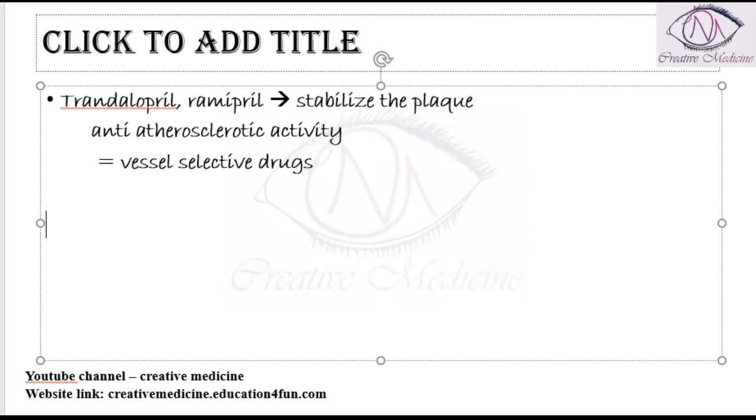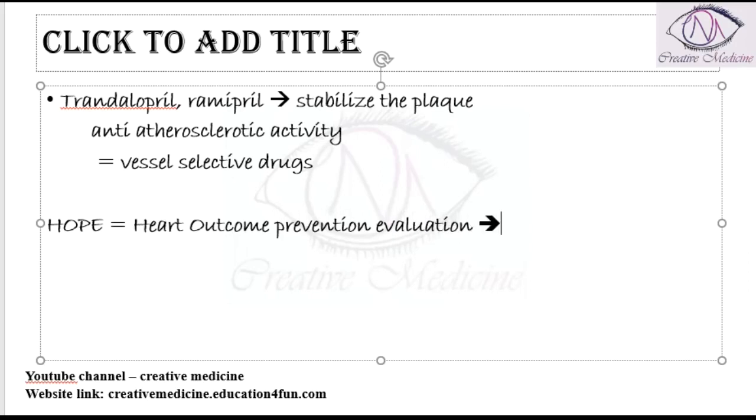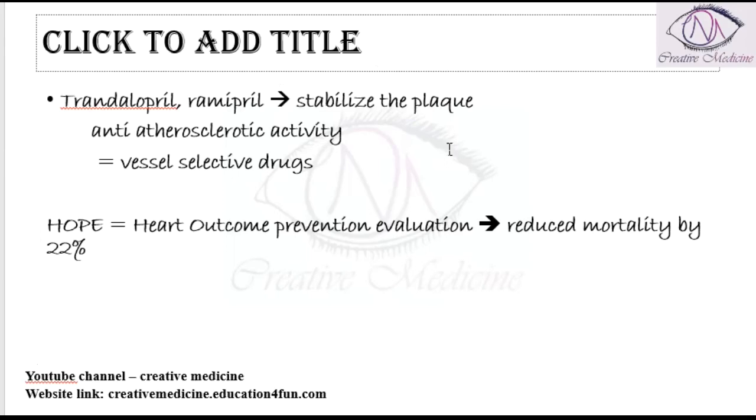Then, a study done on these ACE inhibitors is called the HOPE study, which is the Heart Outcomes Prevention Evaluation study. According to this study, reduced mortality by 22% is seen. So if you give ACE inhibitors, that will reduce the mortality of a patient with hypertension by around 22%.